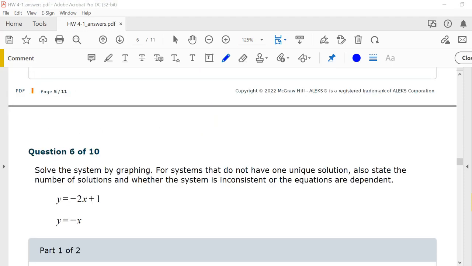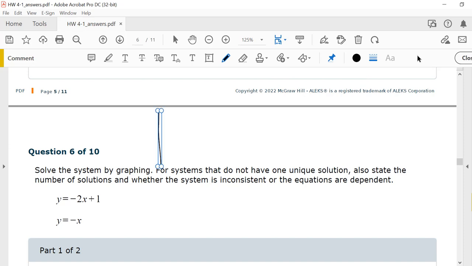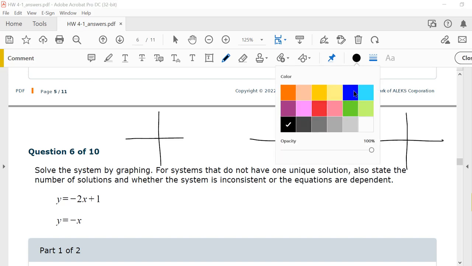Okay, for number 6, solve the system by graphing. For systems that do not have one unique solution, also state the number of solutions and whether the system is inconsistent or if the equations are dependent. I'm going to do a little detour here and do 3 different types of situations. You can have 3 different types of solutions to a system of linear equations.